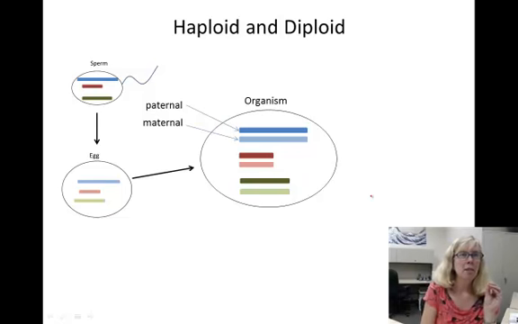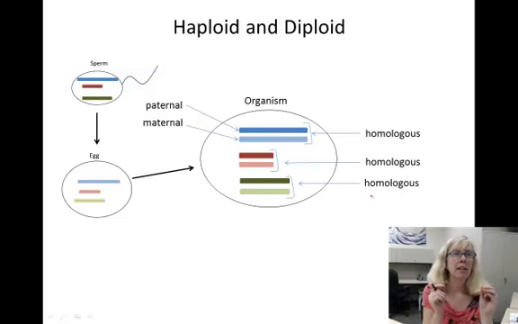Since there are 2 copies of every chromosome, the cell is diploid, or 2N equals X is the language we use to refer to a diploid organism. So take a minute, look at the difference between homologous chromosomes, maternal and paternal.